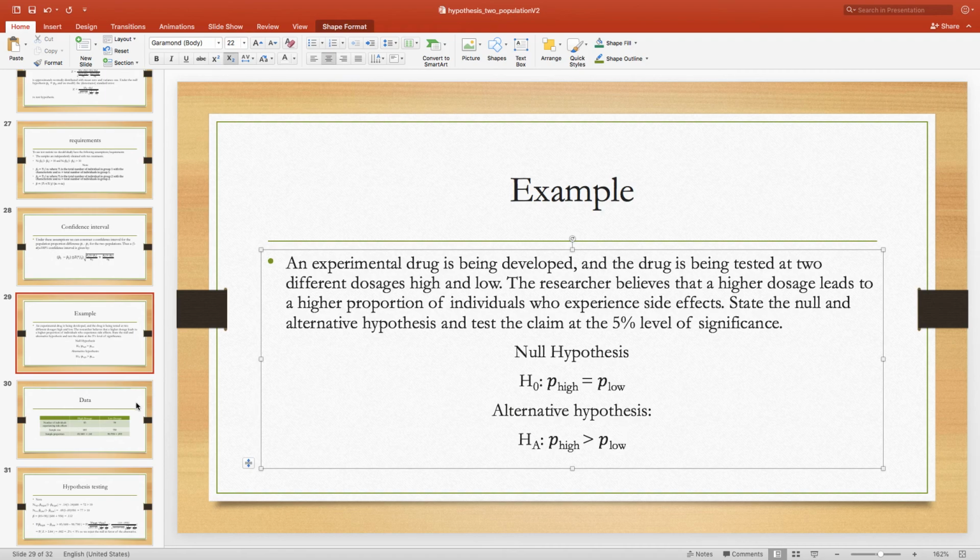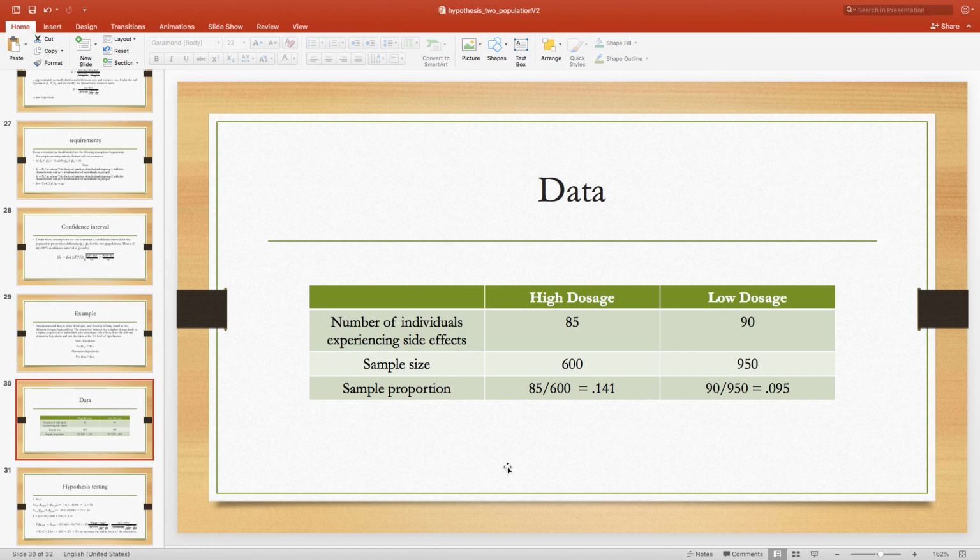Okay. So here's the data that we're going to use to test this hypothesis. This is the number of individuals experiencing side effects, 85. Here's the sample size. And for the low dosage, we have 950 people in that group, and 90 individuals experience side effects. Remember, it's not the number of people that we're comparing, but it's the proportion, the sample proportion. Notice that that's not listed until the end.